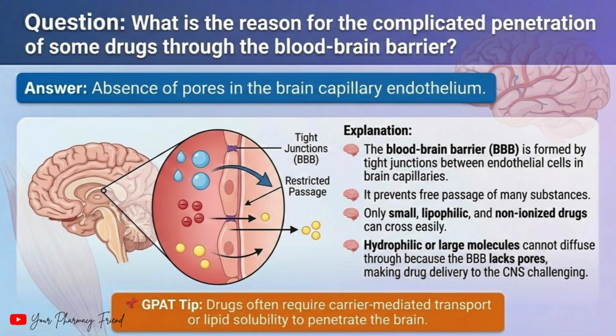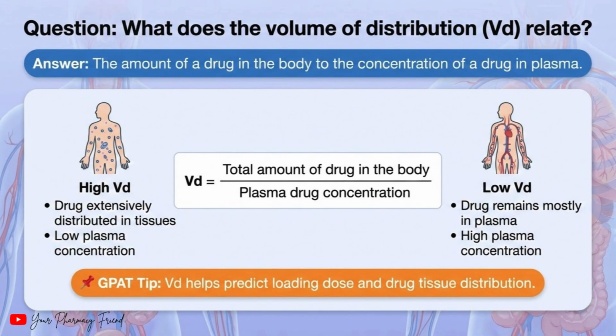What is the reason for the complicated penetration of some drugs through the blood-brain barrier? Absence of pores in the brain capillary endothelium. Some drugs have complicated penetration through the blood-brain barrier because of the absence of pores in brain capillary endothelium. The tight junctions between endothelial cells prevent most drugs from diffusing freely into the central nervous system. Only small, lipophilic, and non-ionized drugs can cross easily, while hydrophilic or large molecules may require special transport systems to reach the brain.